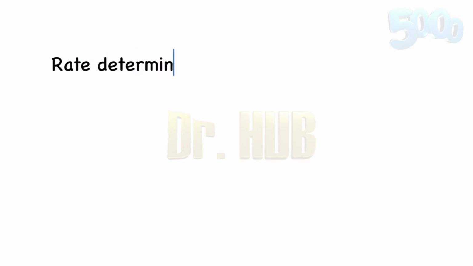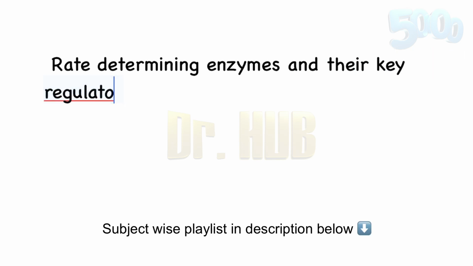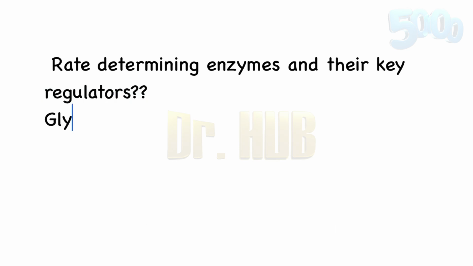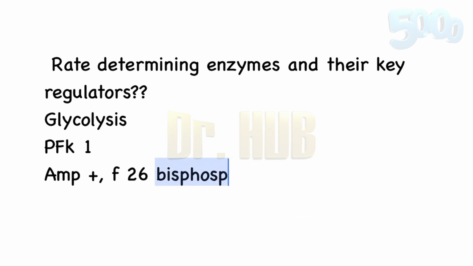Rate determining enzymes and they are key regulators. So what does this include? First, we look at glycolysis. In glycolysis, the enzyme is PFK, that is phosphofructokinase 1. The regulators include AMP plus, next is fructose 2,6-bisphosphate, next is the ATP and the citrate.